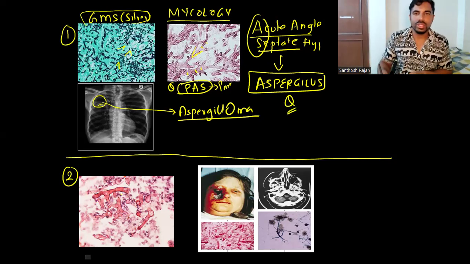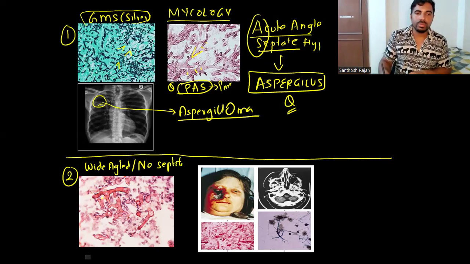The other one you see is, look at this picture. Here it is not acute. It is a 90-degree obtuse angle or wide angle. Wide angled, no septate, wide angle and no septate. You see, there is no septate at all. The angle is first of all wide, and there is no septate.